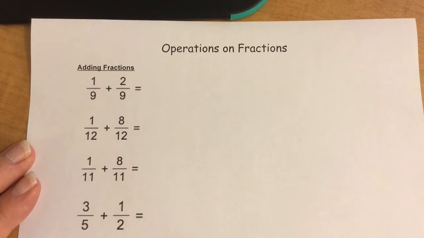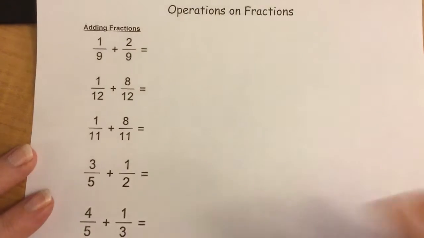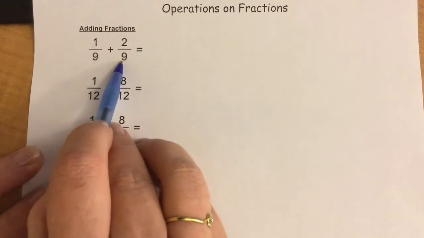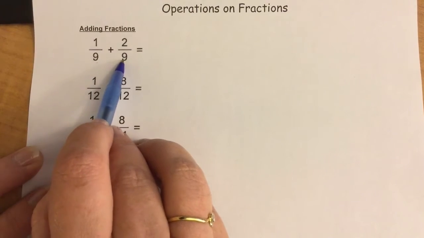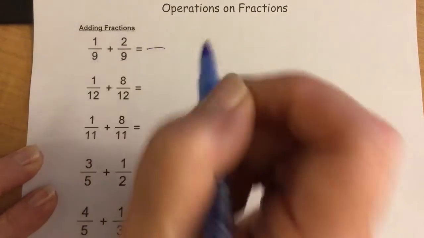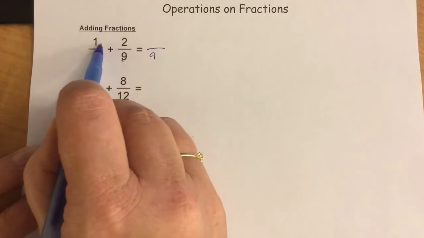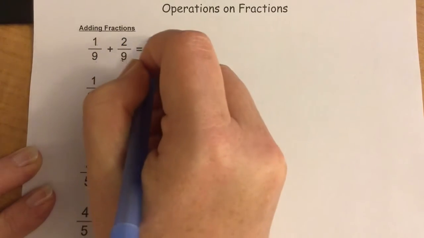We're going to look at how you perform the 4 basic operations on fractions. So the first thing you can do is add fractions. In order to add fractions, you have to have the same denominator, or the number on the bottom. Because this is 9 and 9, I can add these 2 fractions. So you keep the denominator, keep the 9, and then you add the numerator, 1 plus 2, 3.